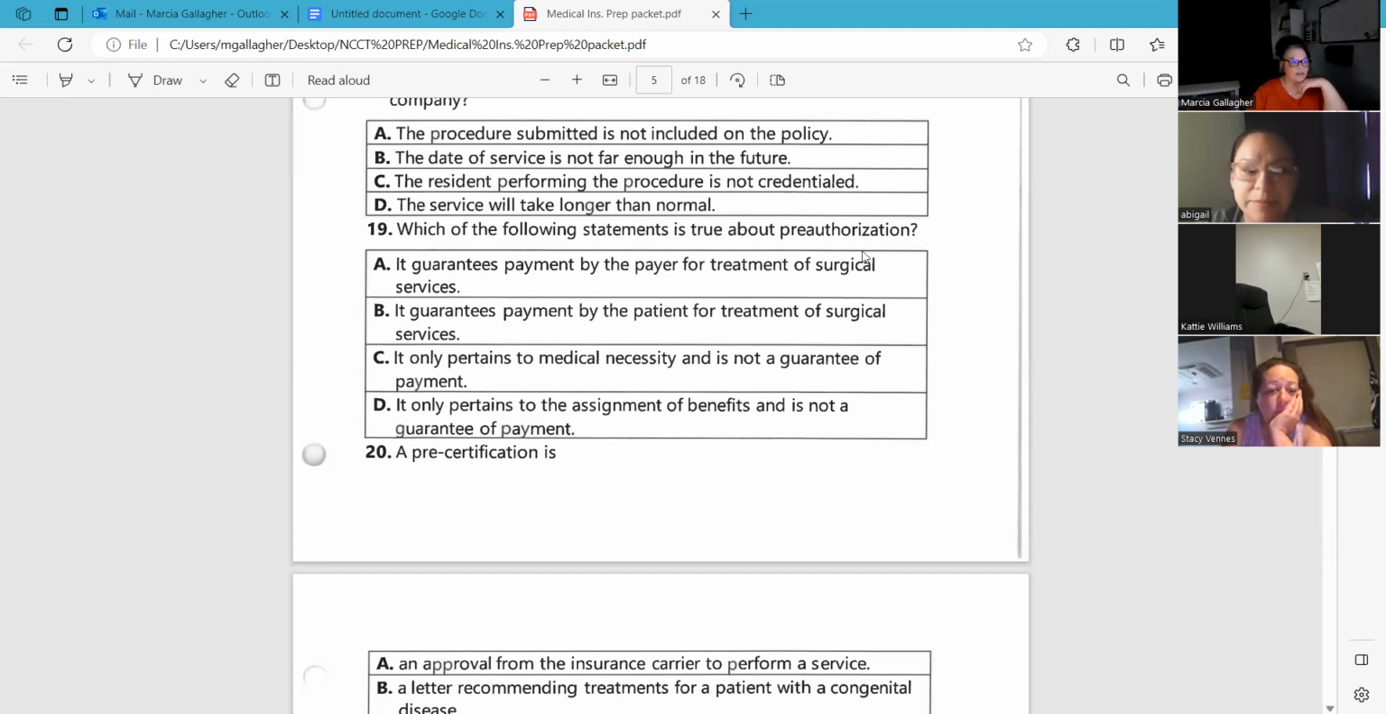Let me say it again, I'm going to say true or false. Pre-certification is not a guarantee of payment. True or false? True. Pre-authorization is not a guarantee.